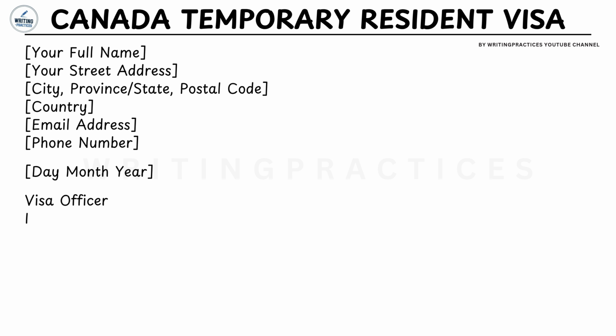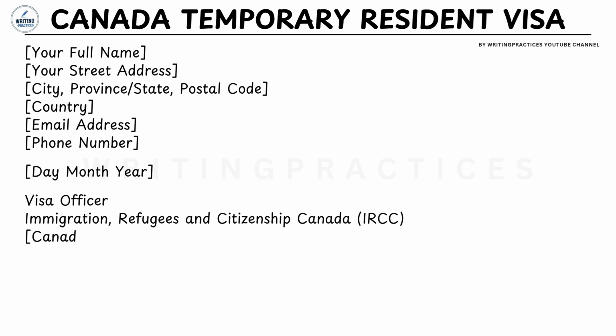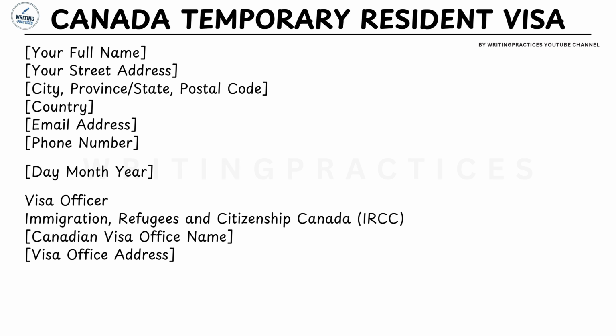Recipient details. Now write the recipient information. What to write here is the title of the recipient, the department name, and the visa office handling your application. For example, Visa Officer, Immigration, Refugees and Citizenship Canada, IRCC, Canadian Visa Office, Jakarta, World Trade Center 1, Jakarta, Indonesia. This shows professionalism and ensures your letter is directed to the correct authority. If you are unsure of the exact visa office address, you may simply write the visa office name.